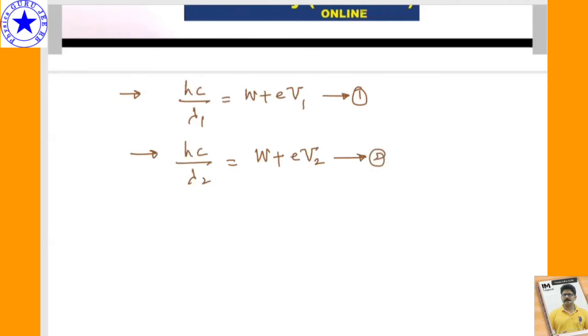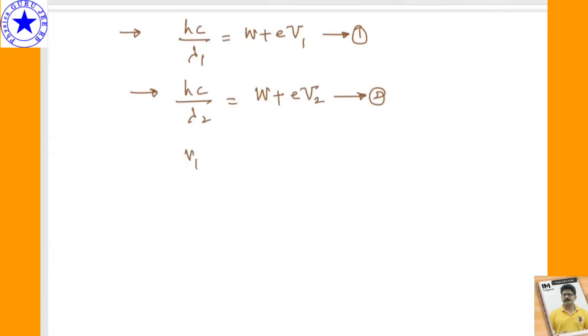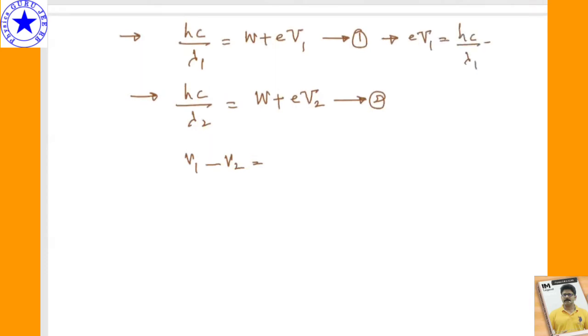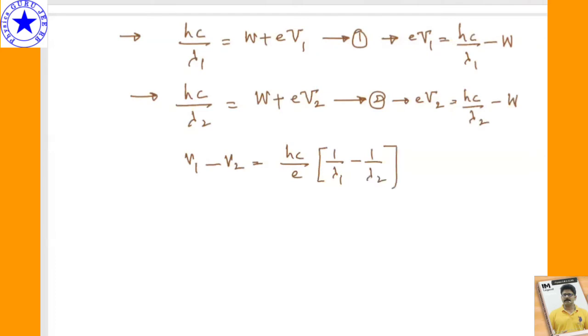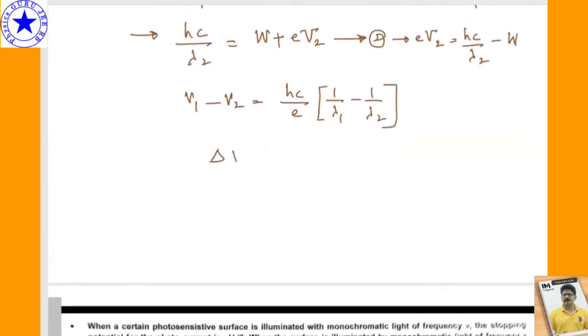Now what do we require? V1 minus V2. So from here we can write e into V1 equals hc by lambda 1 minus W, and e into V2 equals hc by lambda 2 minus W. So V1 minus V2, I can write as hc by e, taking it common, times 1 by lambda 1 minus 1 by lambda 2. Hope it is clear. Now delta V, V1 minus V2, is hc by e into, taking the LCM, lambda 2 minus lambda 1 divided by lambda 1 into lambda 2. Now you can substitute the values here.